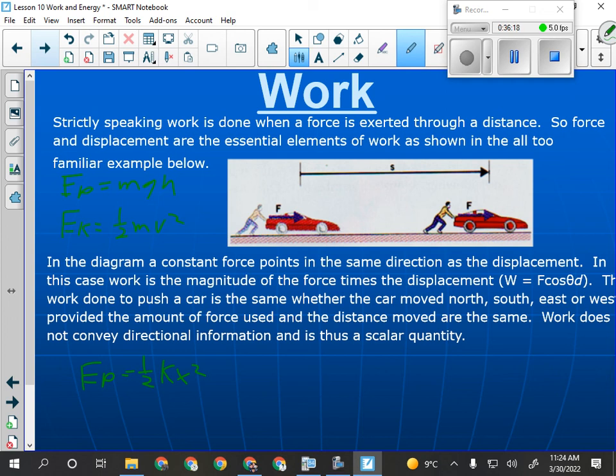Okay? Now, we don't deal with that in this unit, we deal with it actually in the last unit. So for this unit, we're just going to be concerned with gravitational potential and kinetic energy. Pushing a car means I exert a force on the car over a distance, which changes its velocity, which changes its kinetic energy. Okay, everybody all right with that?